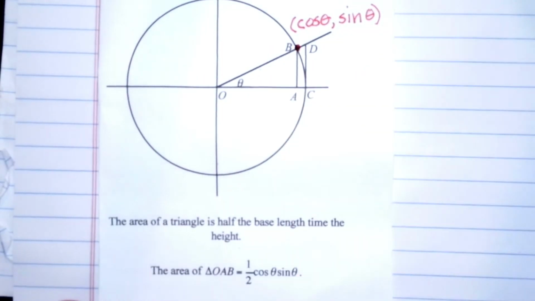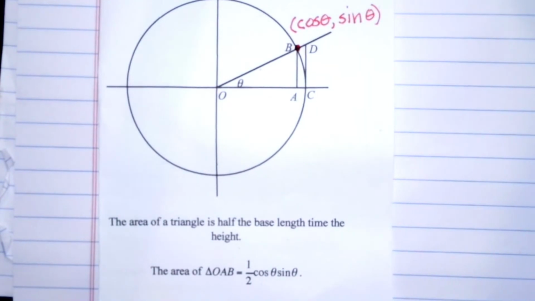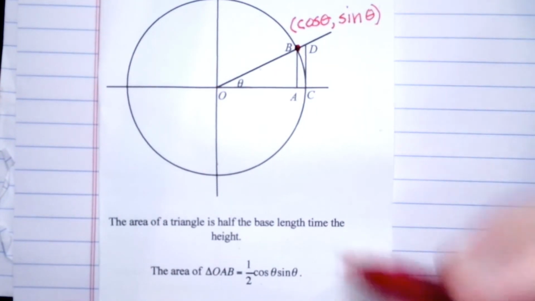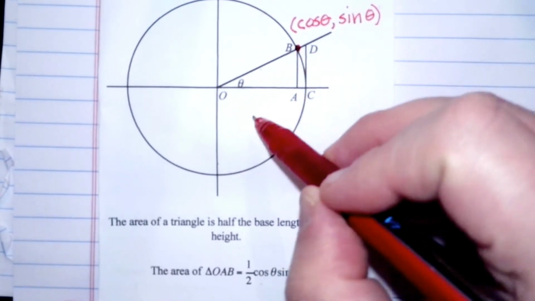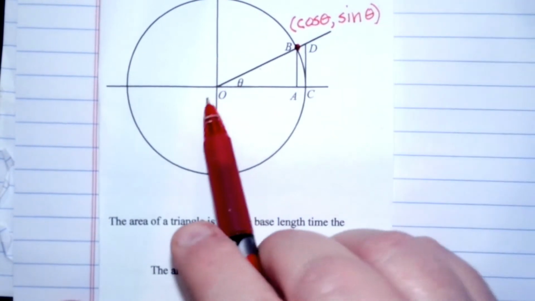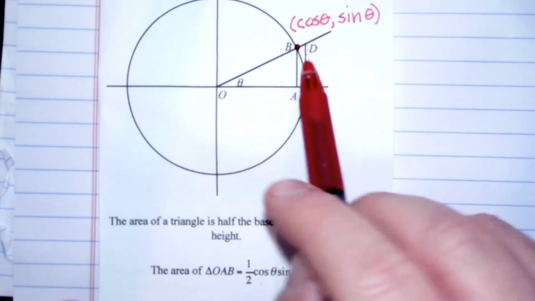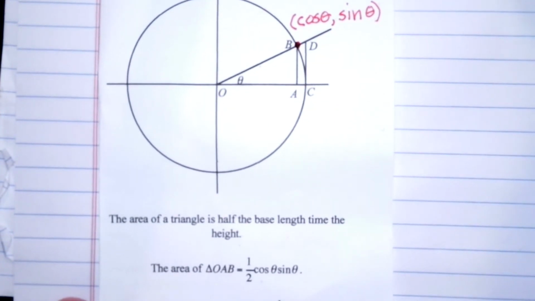And again, theta is the angle that the line segment makes with the positive x-axis. So the coordinates of point B are cosine theta and sine theta. Alright, so the area of triangle OAB is going to be 1/2 the base times the height. Well, the base is just the x-coordinate, and the height is the y-coordinate. So we get that the area of triangle OAB is 1/2 cosine theta sine theta.